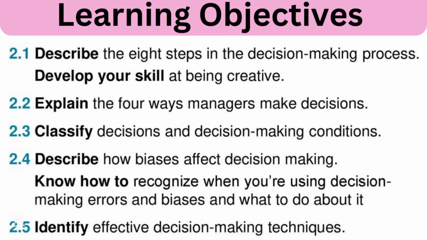Question number 2 will be: explain the 4 ways managers make decisions. Question number 3 will be: classify decisions and decision making conditions. Question 4 will be: describe how biases affect decision making. Know how to recognize when you are making decision making errors and biases and what to do about it. And the last question of this chapter will be: identify effective decision making techniques.